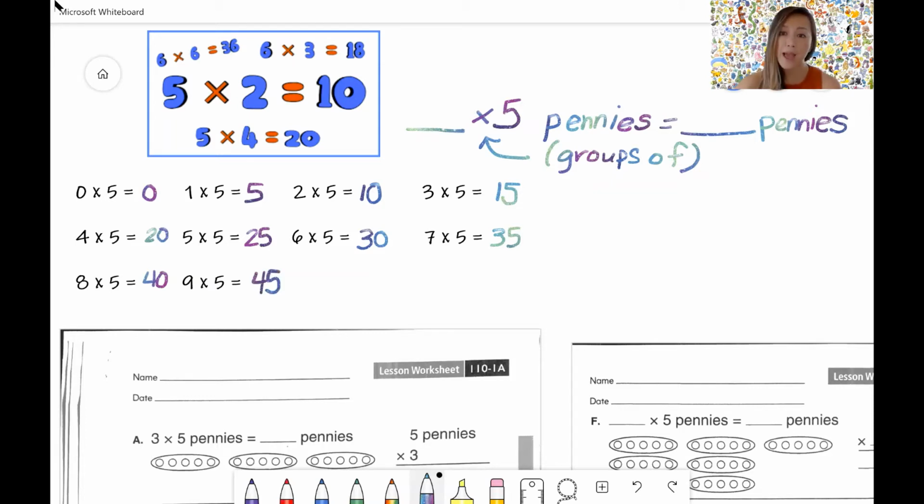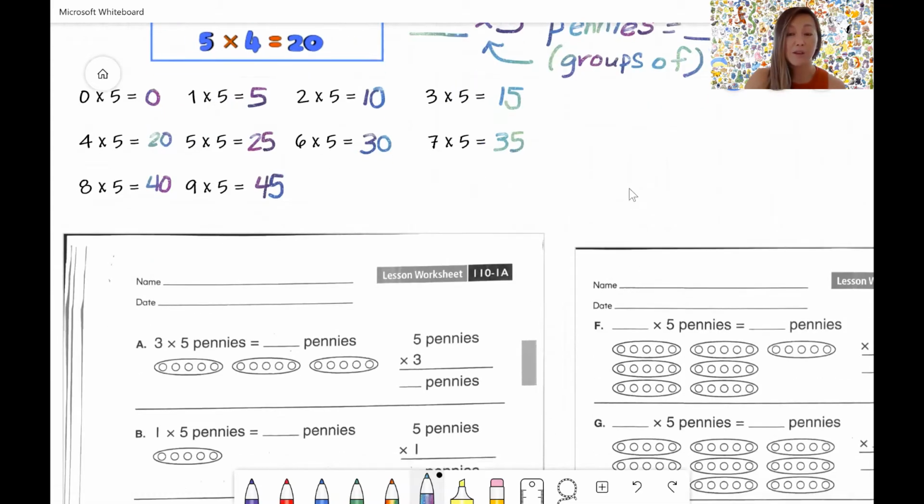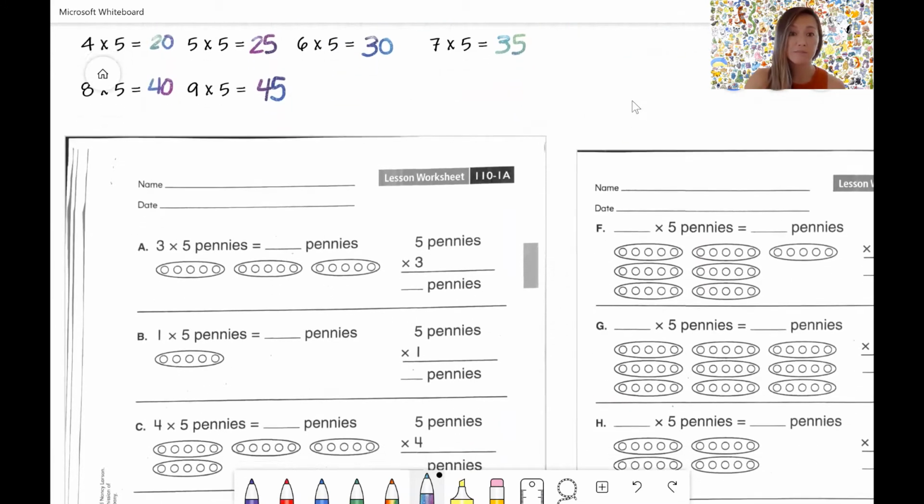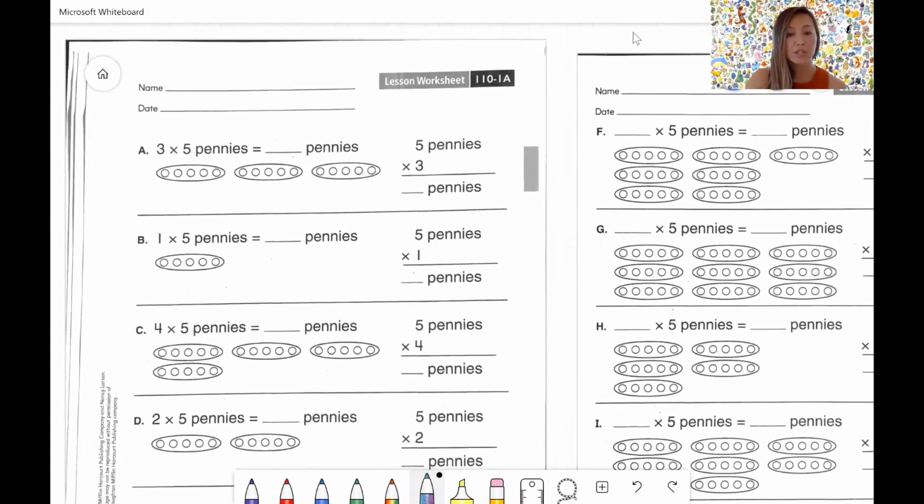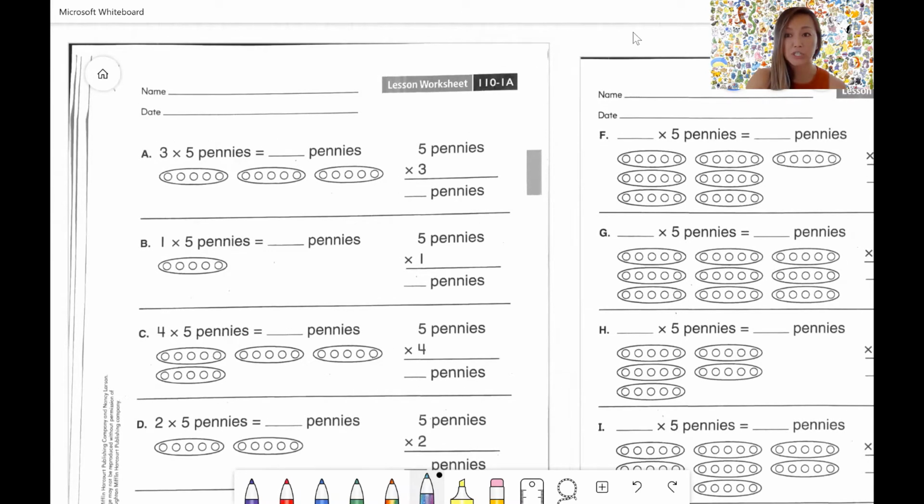Now, I'm using pennies because in our lesson worksheet 110, we are going to be using pennies as our examples. I know in your guided math practice, you've seen other ones, not just pennies. You've already had multiplication facts in number sentences that don't use pennies. All right, here we go. I'm going to go a little slowly, so make sure you have your lesson worksheets out in front of you.